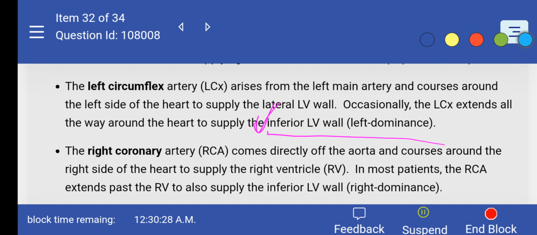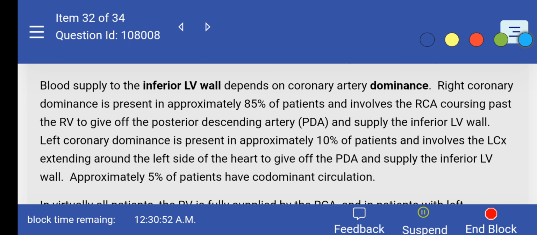The right coronary artery, RCA, comes directly off the aorta and courses around the right side of the heart and supplies the right ventricle. Okay, in most patients, the RCA extends past the right ventricle to also supply the inferior left ventricular wall. That is the example of right dominance. Blood supply to the inferior left ventricular wall depends on the coronary artery dominance, right?